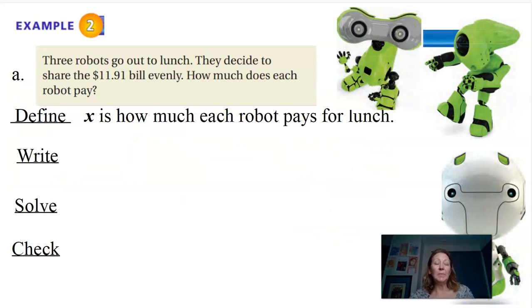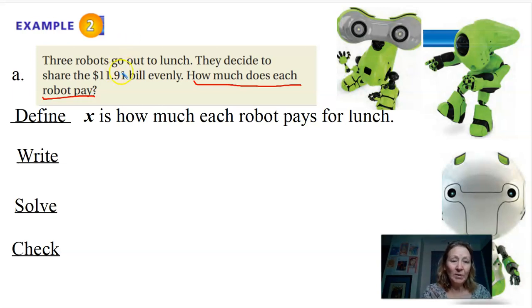All right, so here's some more examples. Hey, 3 robots go out to lunch. They decide to share the $11.91 bill evenly. How much does each robot pay? And I'm already telling you that the definition of my variable is x is how much each robot pays for lunch. So remember, I always look at the question, and if that's the question I'm trying to find, that's the variable that I'm coming up with. And you know, maybe you could have used p for pay, but I just used x.